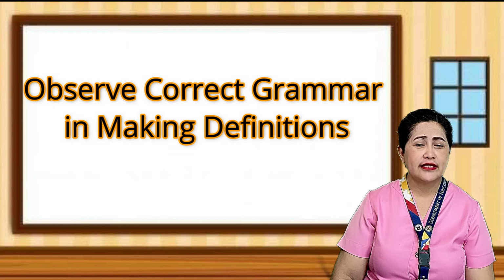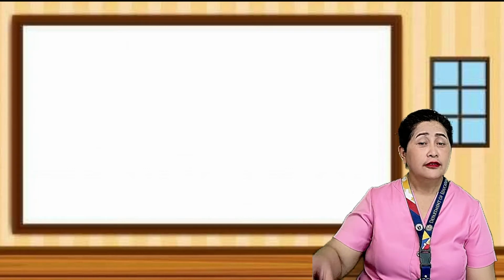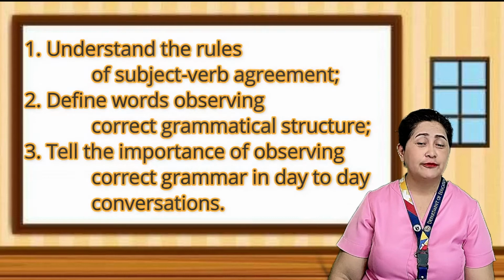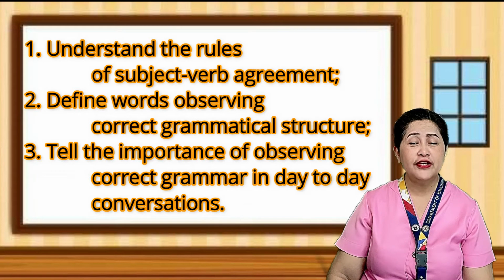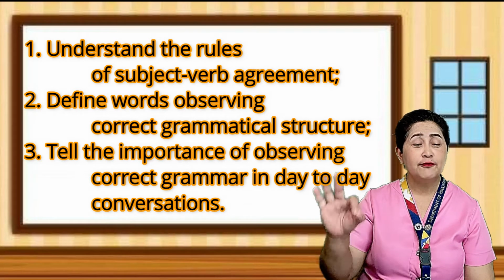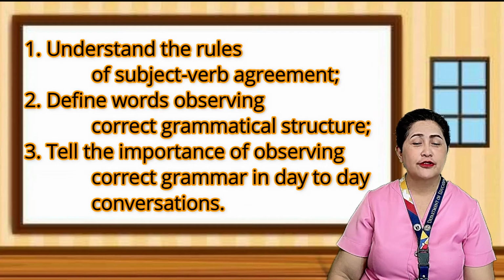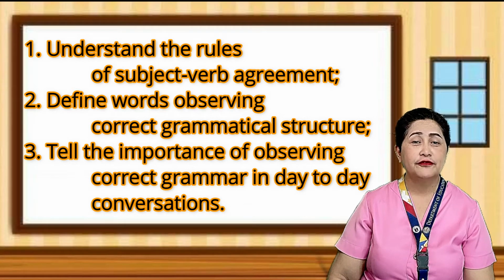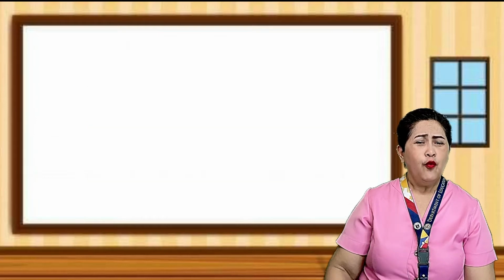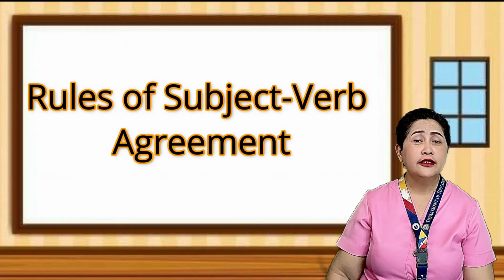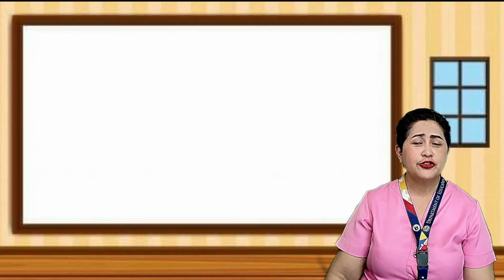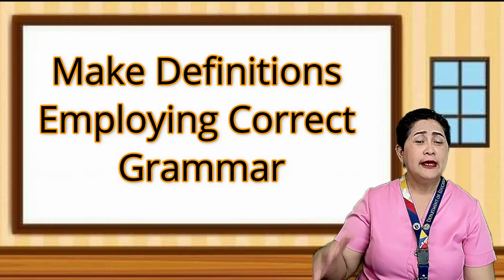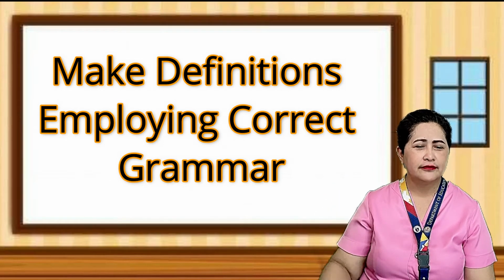To master this competency, you're expected to: number 1, understand the rules of subject-verb agreement. Number 2, define verbs observing correct grammatical structure. And number 3, tell the importance of observing correct grammar in day-to-day conversations. What you should know, therefore, are the rules of subject-verb agreement. Your target evidence in showing understanding of the concept is to be able to make definitions employing the correct grammar.